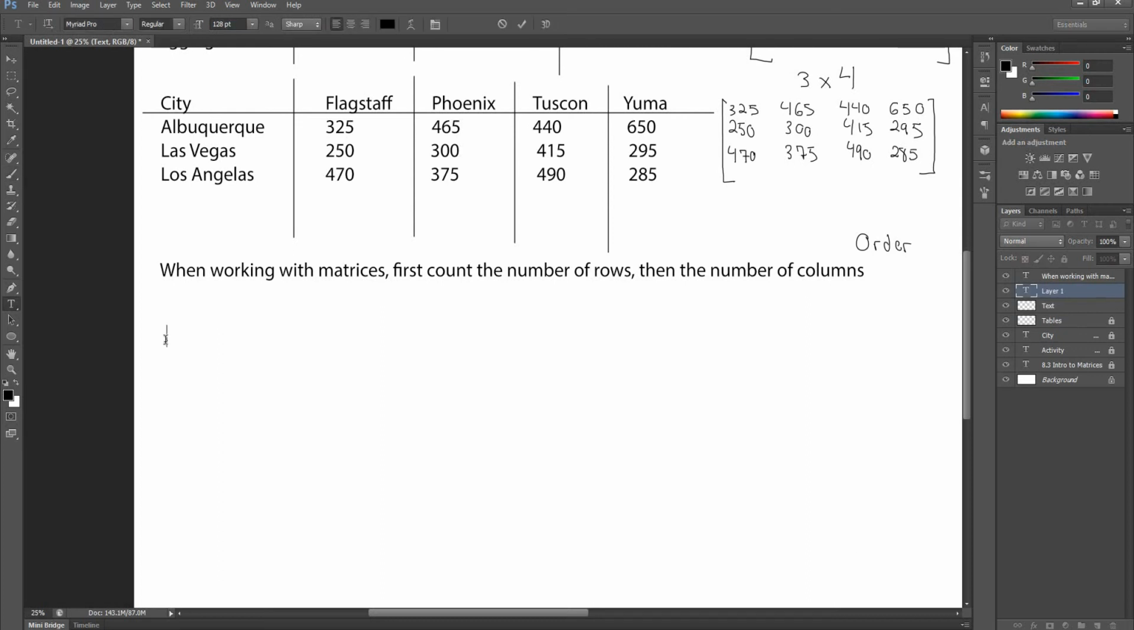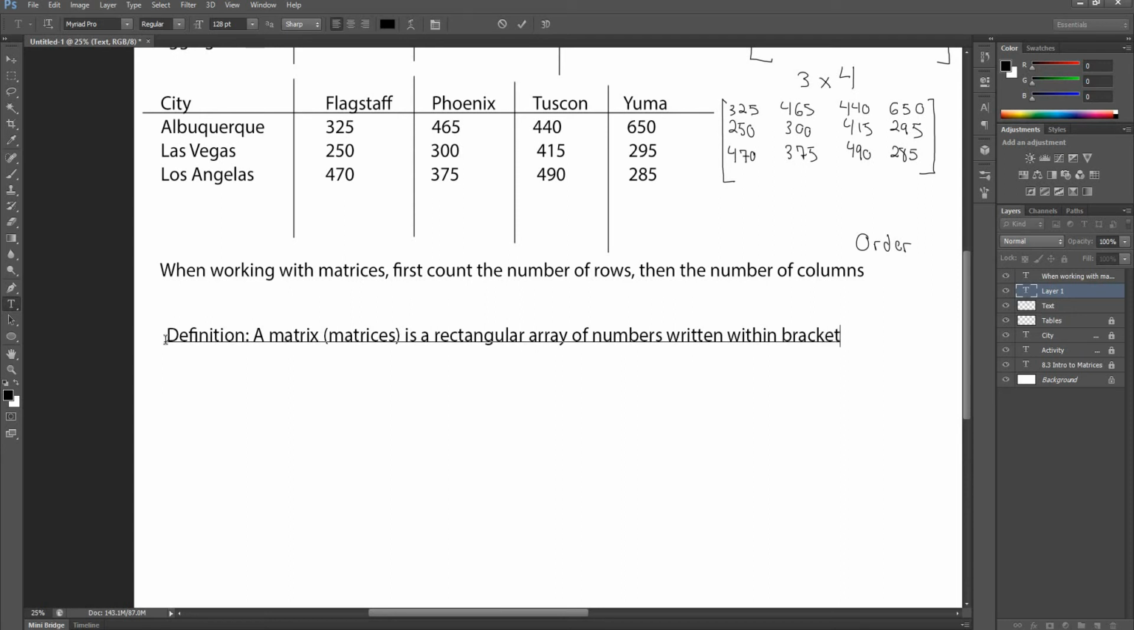So we got definition. So a matrix, the plural is matrices, is a rectangular array of numbers written within brackets.